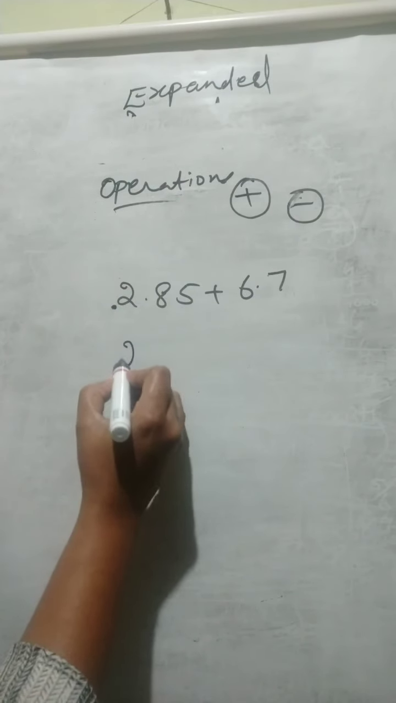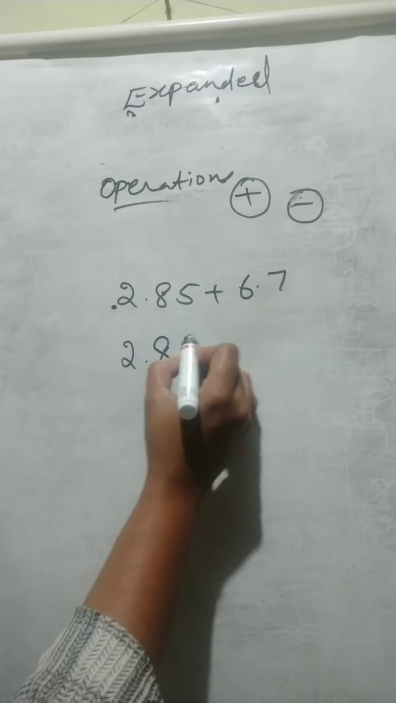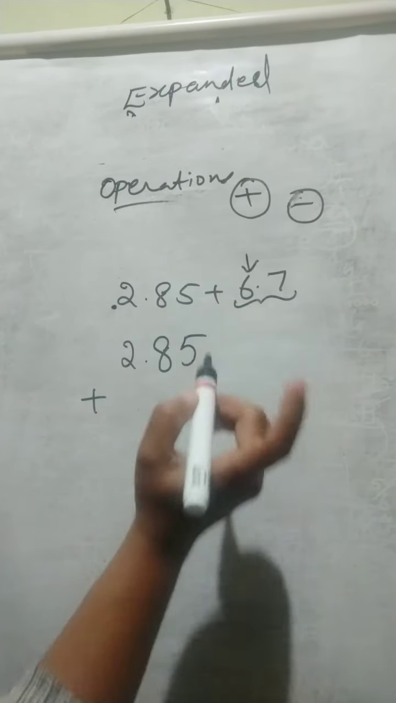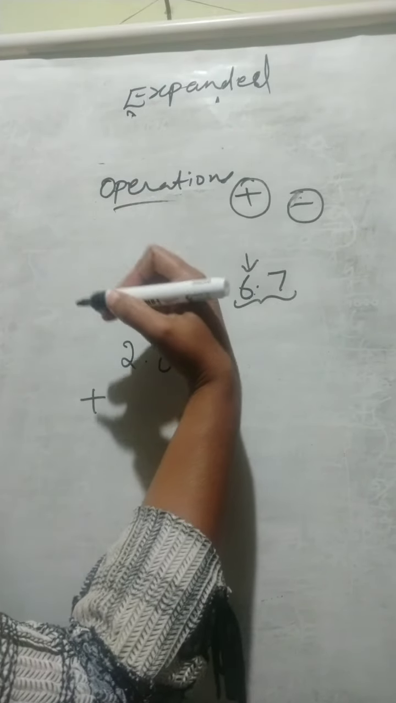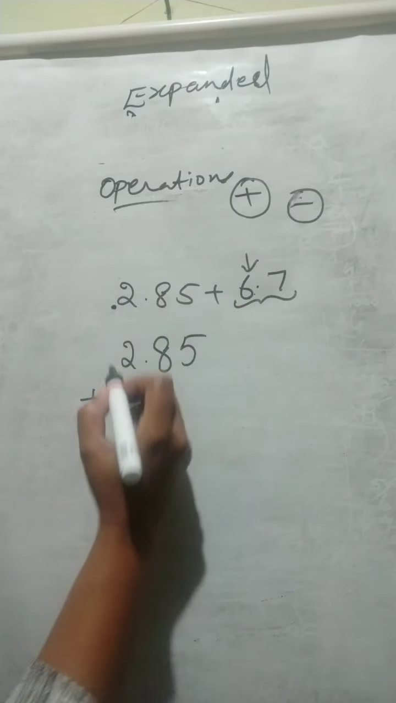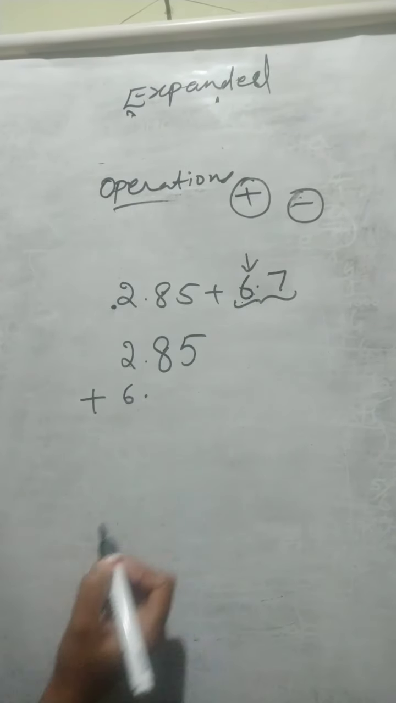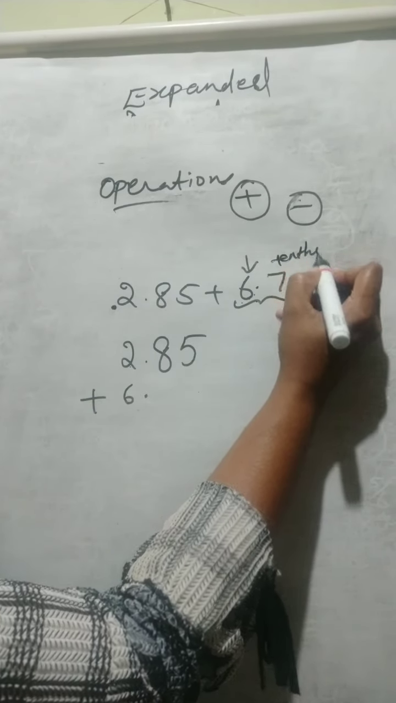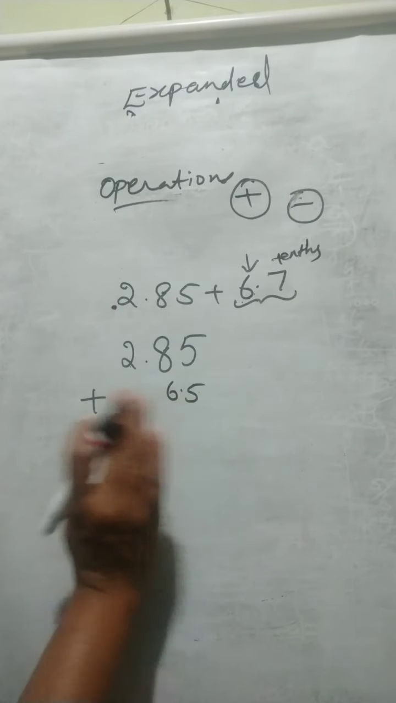Here 2 is the ones place digit, 8 is the tens place digit, 5 is the hundredths place digit. We have to add 6.7. Here 6 is in ones place, so write this 6 under the above number 2, which is in ones place. Then 0.7, here 7 is in tenths place. Maybe most of you will write it like 6.5, not this way.